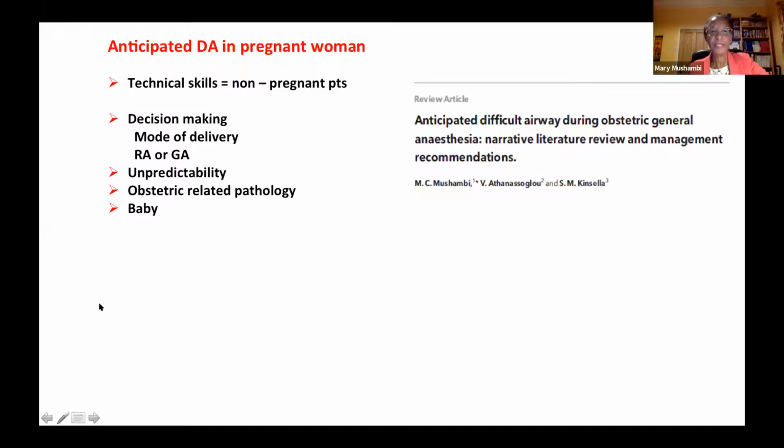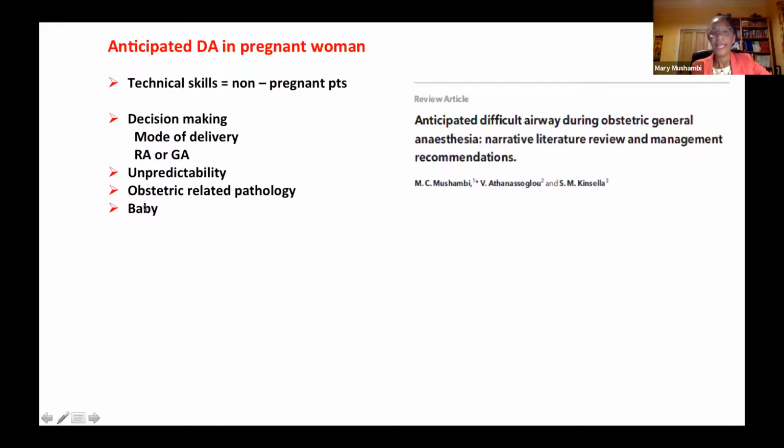You also have the unpredictability of delivering that child, which can be at any gestation, preterm, term, post-term, at any time of day or night, and any grade of cesarean section from a category 4 to a category 1. And then you can also have obstetric related pathologies such as preeclampsia, which can impact on an already difficult airway. And then, of course, you've got the baby to think about.